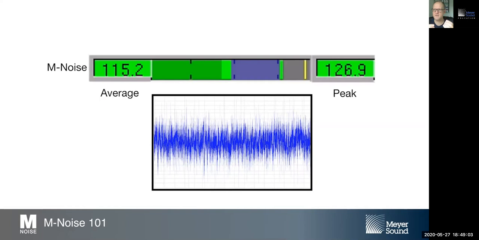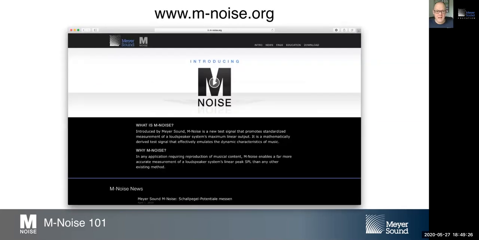It's those pops and crackles which cause M noise's crest factor to rise with frequency as real music does. So there's nothing wrong with this file. It's exactly sounding the way we intended it to sound. You can think of it as pink noise being mashed up with impulses, and those impulses are what make the crest factor rise. And this file can be downloaded for free at mnoise.org.